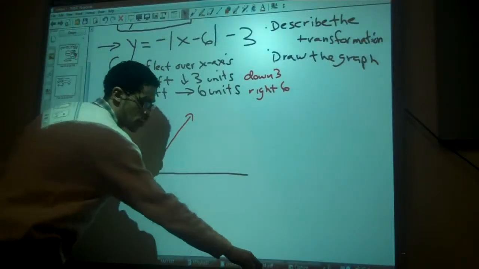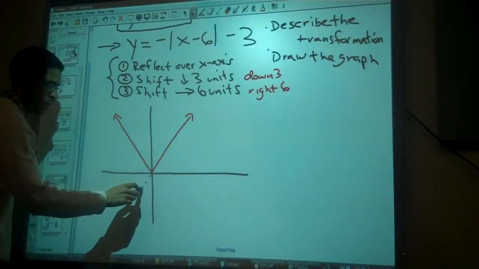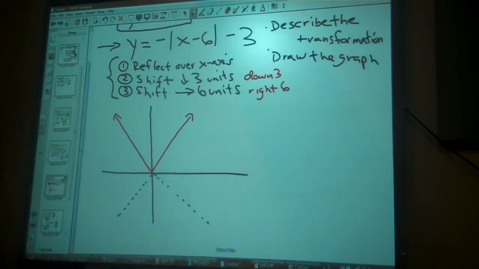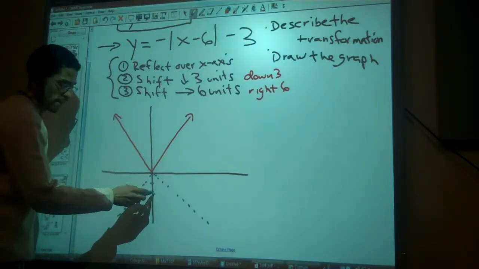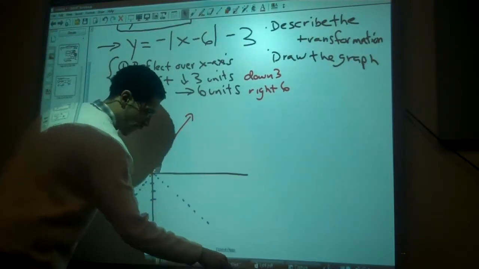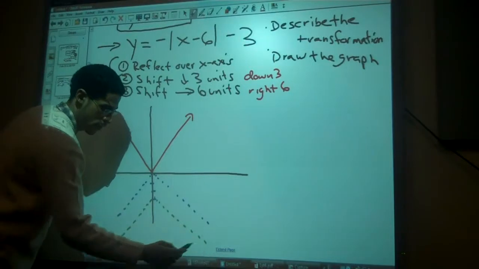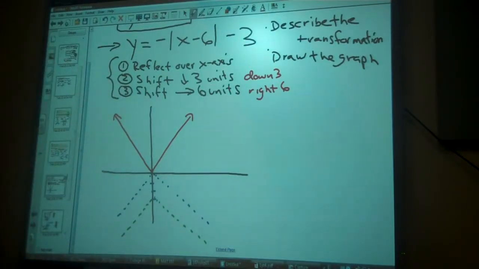So we flip it. You don't have to do each individual one, but let me go ahead and draw the individual ones. That's our flip. And then we shift down 3 units. And then we shift right 6 units.